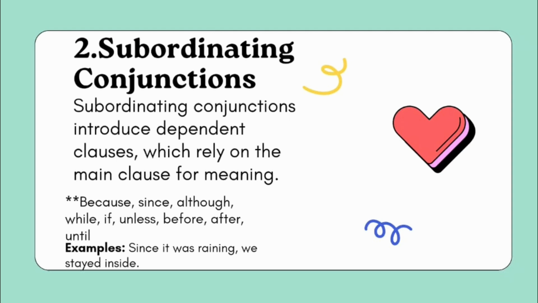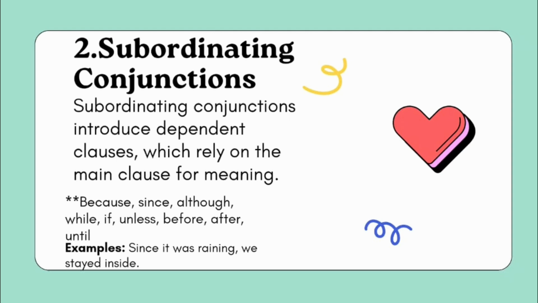For example, if you practice regularly, you will improve. So if is the subordinating conjunction there showing condition. We can go for a hike unless it rains. Unless is the subordinating conjunction there. Provided that you finish your work, you can leave early. So provided that is the subordinating conjunction showing condition in that statement.